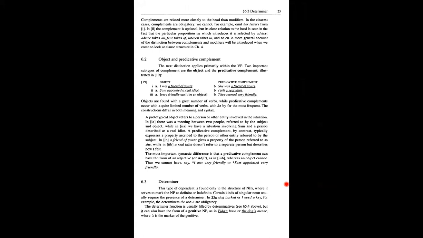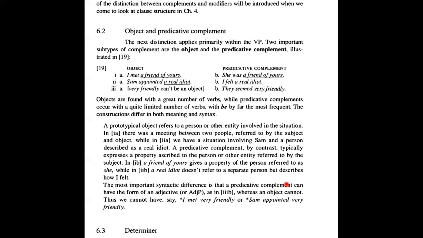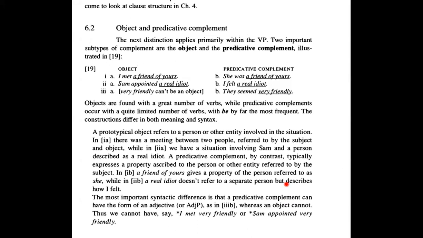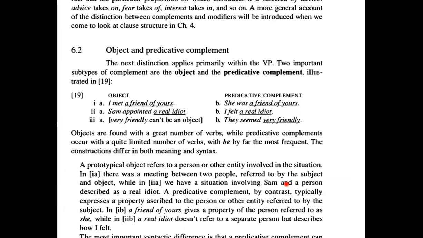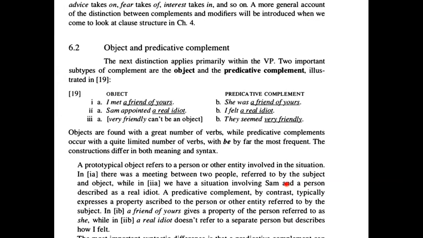Here we got the object and predictive complement. Let's read the examples first, then I will demonstrate the rule. According to the object, usually we consider the object in a sentence like a predictive complement, but there is a difference between them. We will illustrate that in the following examples.